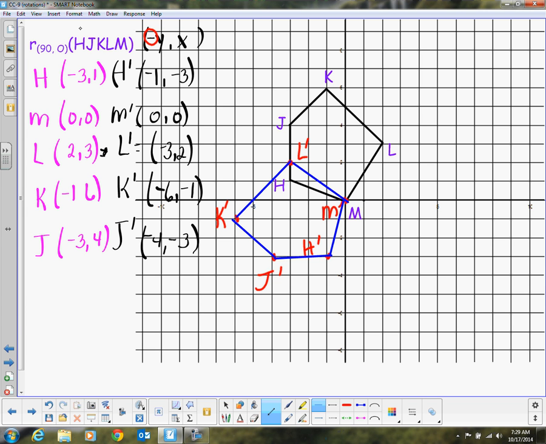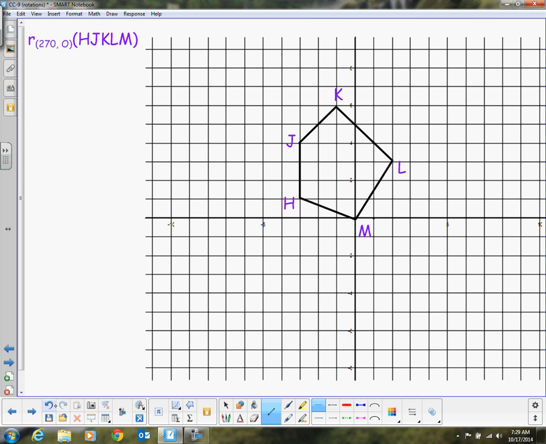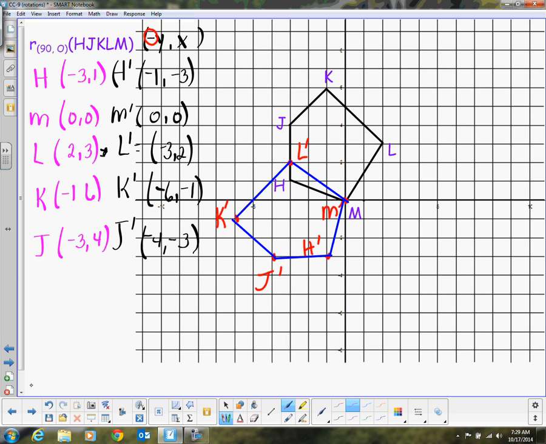All right, was that hard? So this H has moved 90 degrees. This J has moved 90 degrees. This K has moved 90 degrees. This L has moved 90 degrees. All right, now we want to do 270. Do you want me to go in the order of what this says? Yeah. Do you want me to go in order this time with this?